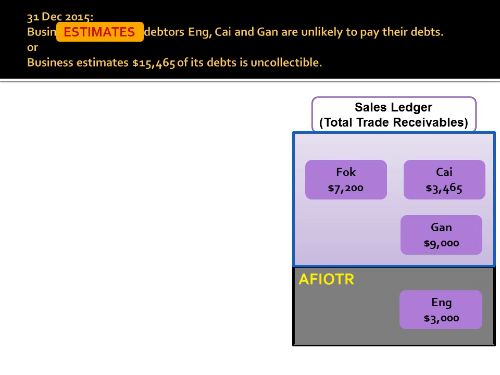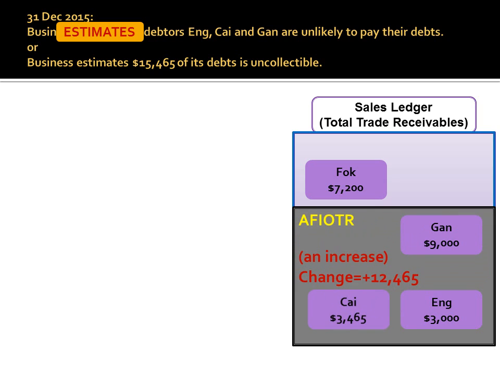From here, I would like you to take a look at the animation, especially focus on the animation on the allowance for impairment of trade receivables account. We can see that after the new estimate, the allowance for impairment of trade receivable account has grown by $12,465. The balance in the allowance account is now $15,465.